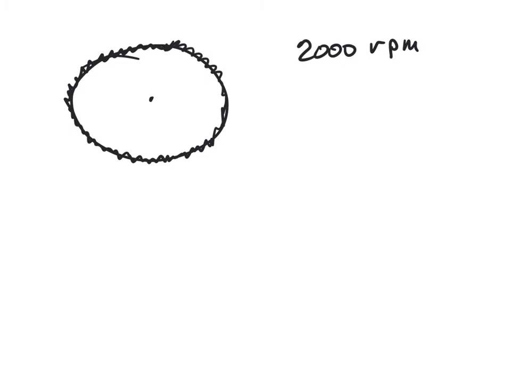So, I need to know one more piece of info. I need to know how long that is. So I'm going to say it's 6 inches. That's how big the saw blade is, 6-inch radius. Now, if I were to put a little mark on this, it doesn't matter where I put the mark. I'd keep track of it. I could see how many times it goes around in 1 minute. And we're saying it's going to do 2,000 rotations per minute.